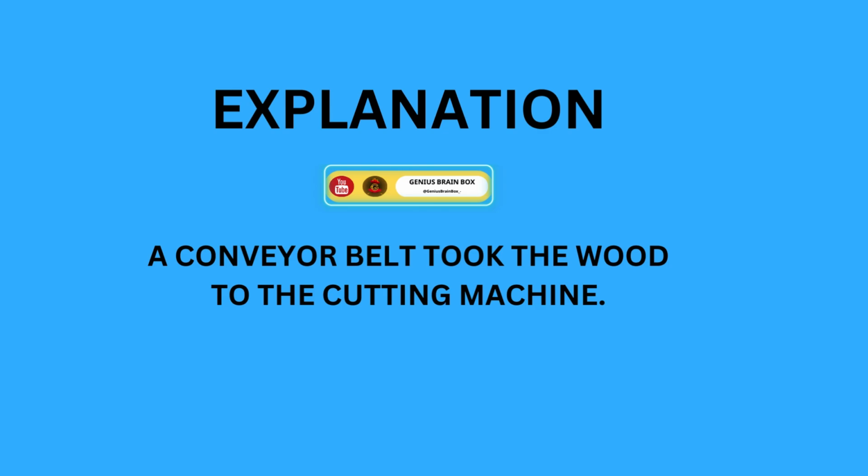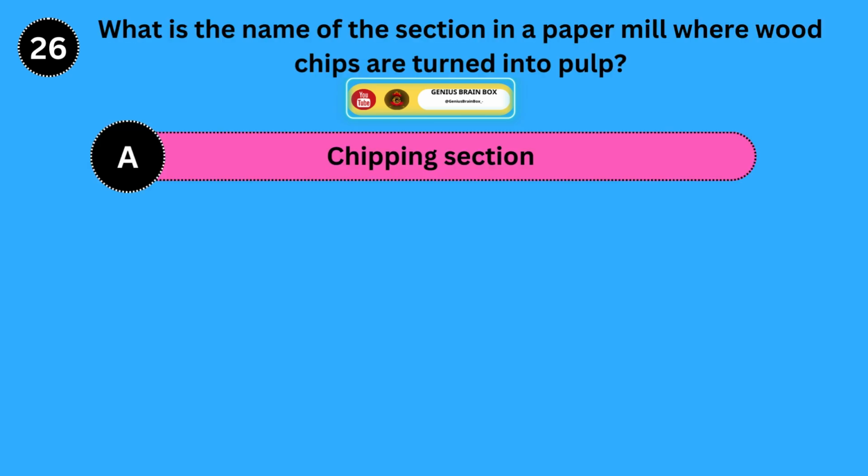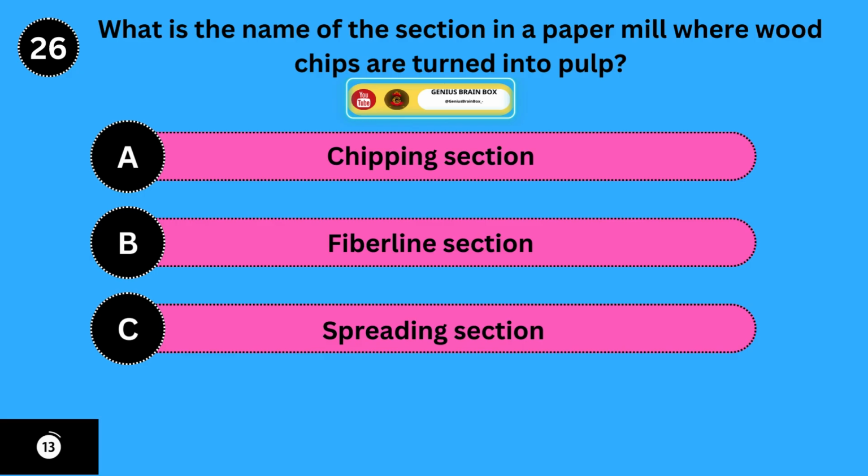Explanation. A conveyor belt took the wood to the cutting machine. What is the name of the section in a paper mill where wood chips are turned into pulp?